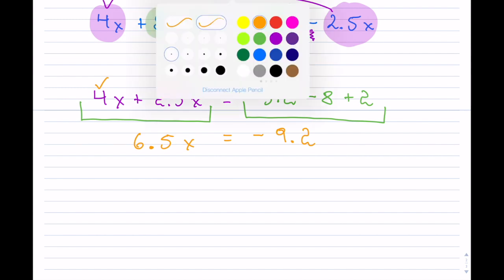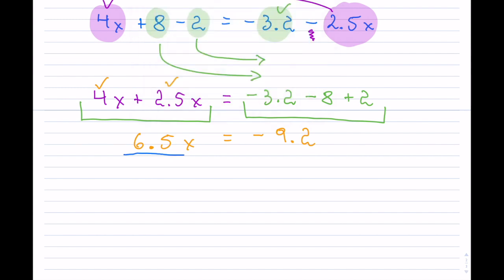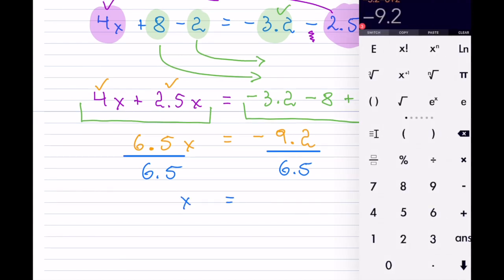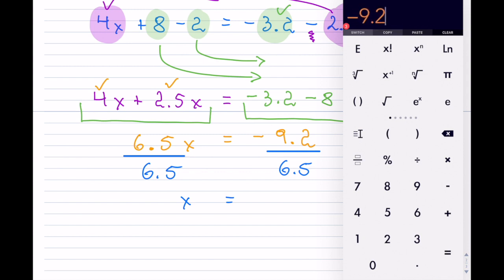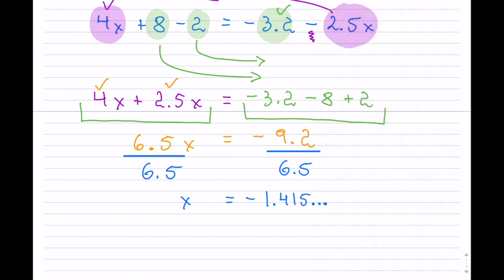And again, how do I solve? That's part 1 of the series of videos. I will divide both sides by 6.5, and I will get x is equal to negative 9.2 divided by 6.5, which is negative 1.415, and so on. Again, you can round to what you like, or whatever your teacher tells you.